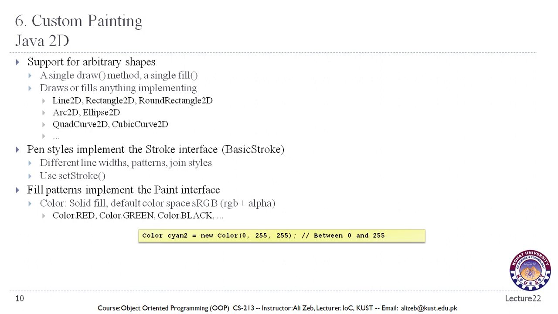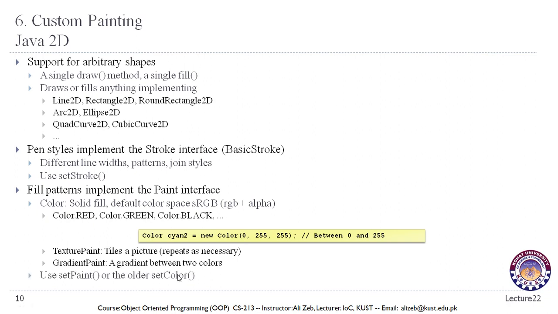So we can have an object of the Color class initialized to a certain color with values between 0 and 255. This is a combination of RGB colors. Similarly, TexturePaint tiles a picture, repeating as necessary. GradientPaint creates a gradient between two colors. So the first one can repeat a picture, and the gradient will show us a gradient between two different colors. You can use the setPaint or setColor method.